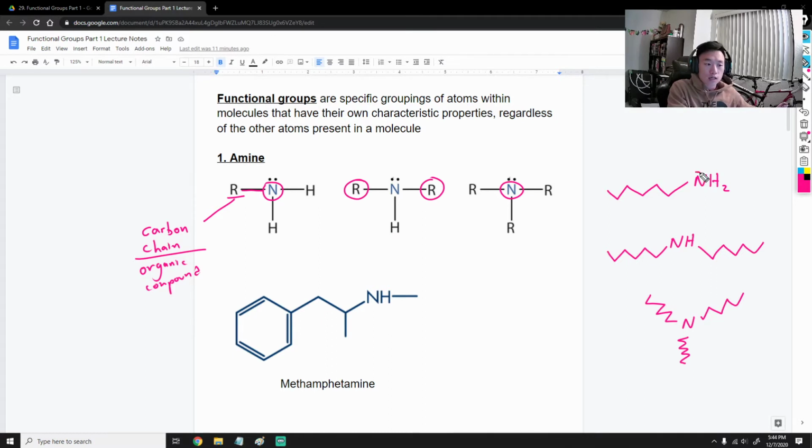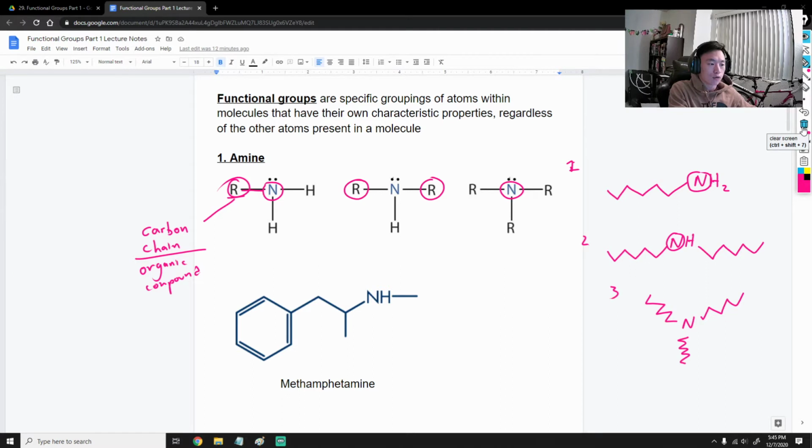So as long as you have a nitrogen connected to a carbon chain, either one carbon chain, right? There's one carbon chain here. There's two carbon chains here. There's three carbon chains here. Regardless of how many are connected to nitrogen, if you have a nitrogen connected to a carbon chain, it is called an amine. Okay? So that's simply what an amine is. It does get a little bit more complicated, but if you see a nitrogen connected to R, and we said R is a carbon chain, just know that that functional group is called an amine.